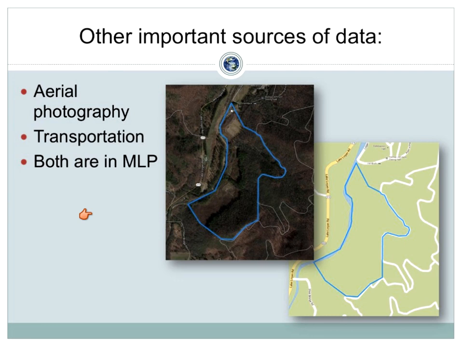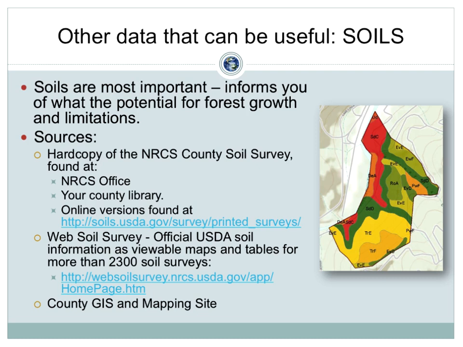It's already there. Other important sources of information could be a hard copy of the soils on your property, and your NRCS office can help you with that. There are online versions where you can download the surveys, the whole books for your county. There's a tool that we're going to explore next week called the Web Soil Survey, and that allows you to actually create a soils map, and it prints it out for you, not only the map itself, but detailed information about the management capabilities of those soils. And that's found at this website here. Like I said, we'll explore that next week. Or your county GIS and mapping site may actually offer soil maps for your particular county. So there's a lot of places where you can get soils.